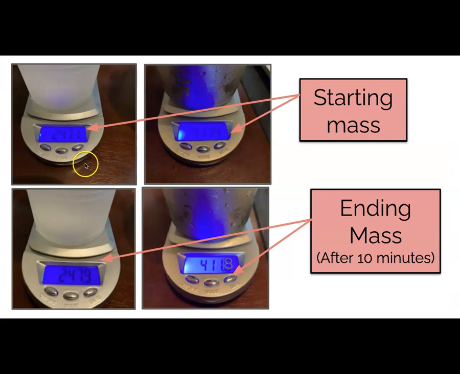So in the plastic cup, our starting mass was 247.1, and our ending mass was 247.9. So that means it increased by 0.8 grams. In our metal cup, our starting mass was 411.4 grams, and our ending mass was 411.8 grams. Again, that cup system increased by 0.4 grams.